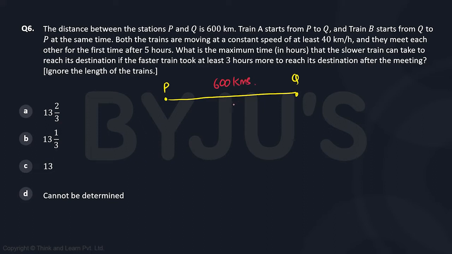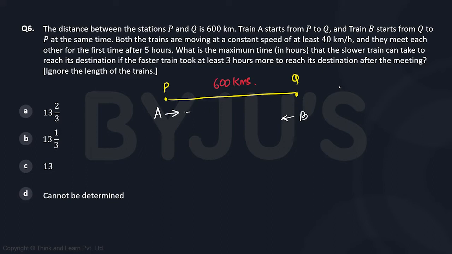Now train A starts from P towards Q, and train B starts from Q towards P at the same time. So they start simultaneously. Both the trains are moving at a constant speed of at least 40 kilometers per hour, and they meet each other for the first time after 5 hours.